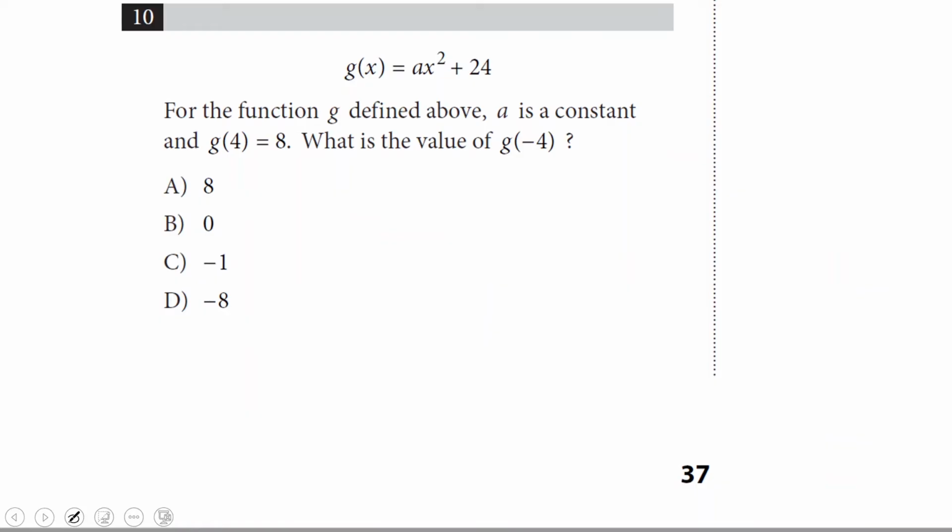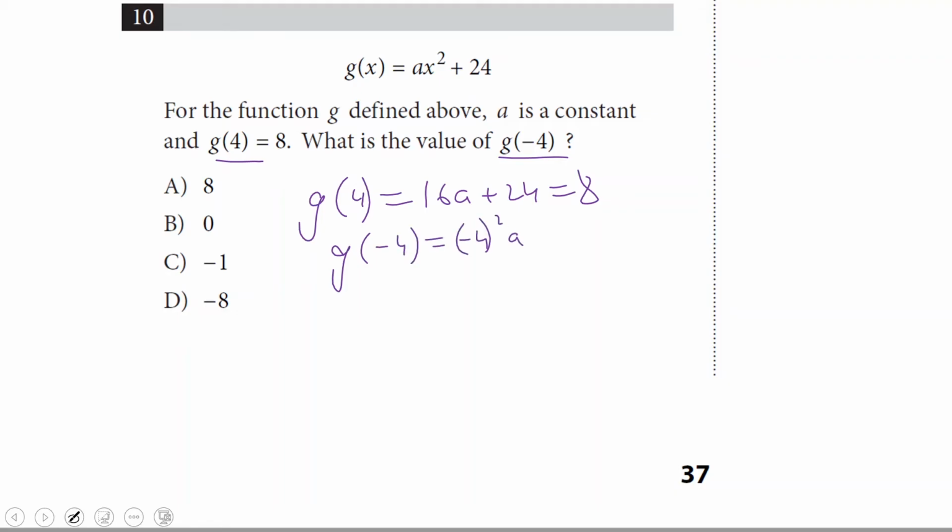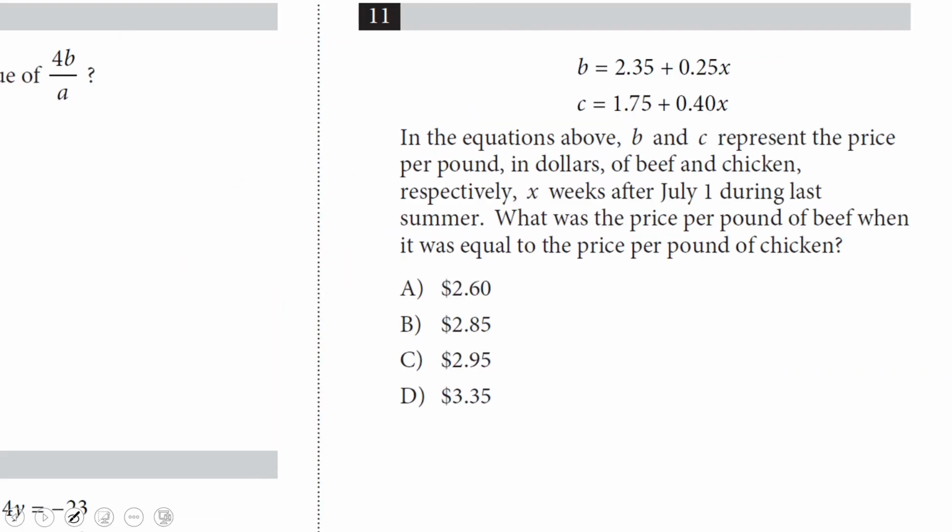Next. Okay, the function g of 4 is equal to 8. What is g of negative 4? Alright, so g of 4 is equal to 16a plus 24 is equal to 8. We don't need to solve for a. g of negative 4 is also equal to negative 4 squared a plus 24. So the same thing as 8. Same. Boom.